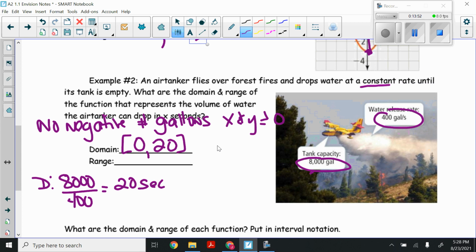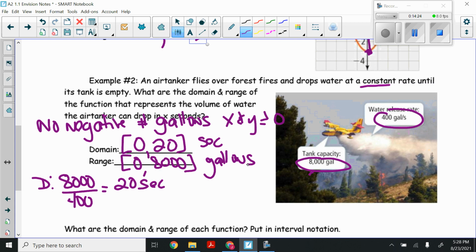Our range, that's how much water it holds. So again, if my tank is empty, that's 0. So bracket 0, because I can have an empty tank, up to how much does it hold? 8,000. So 8,000 brackets. Again, this is seconds and this is gallons. Okay. So that's how we can determine our domain and range, even if they didn't give me the function, but they told me everything I needed to know, and they didn't give me a graph.